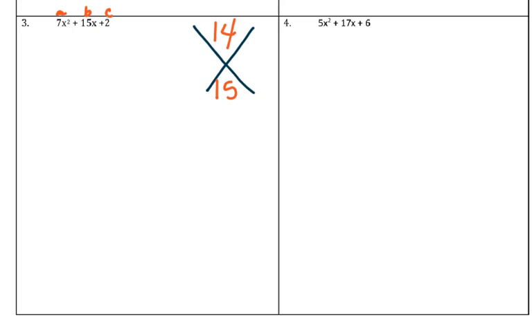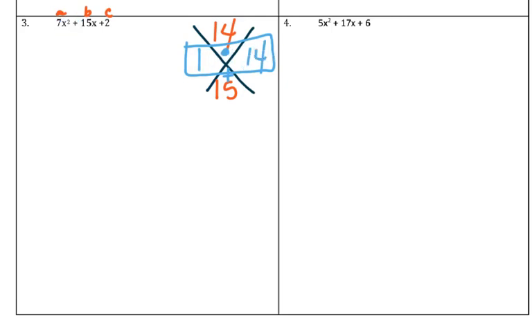So now I have to figure out what multiplies to make 14 but adds to make 15. Well, 1 times 14 is 14. 1 plus 14 is 15. So those are my factors. If this was just an x squared in the front, then I'd be done. I would put x plus 1 and x plus 14. But because it's not just x squared, it's 7x squared, I'm not done quite yet.